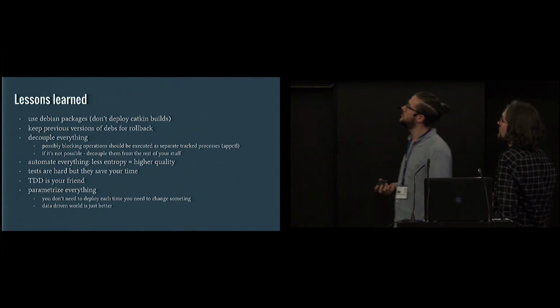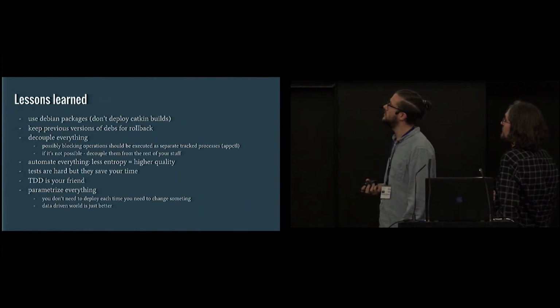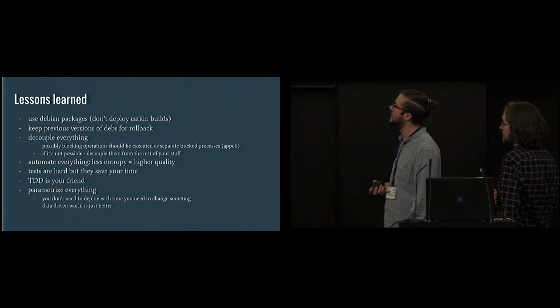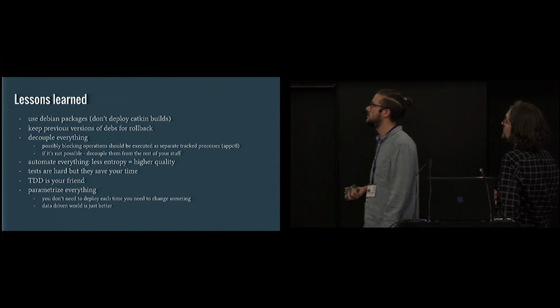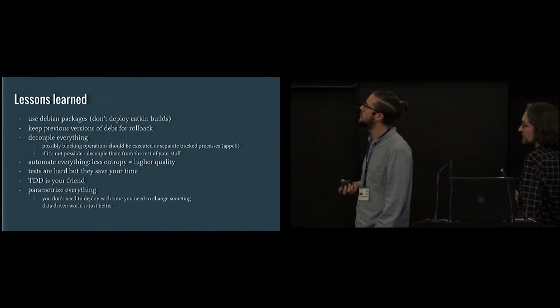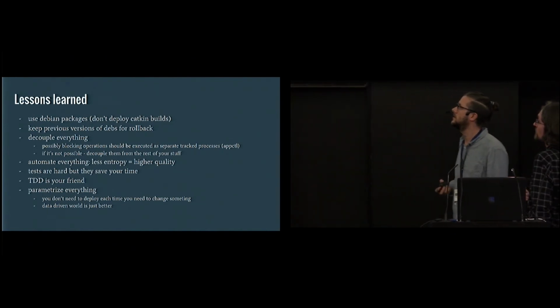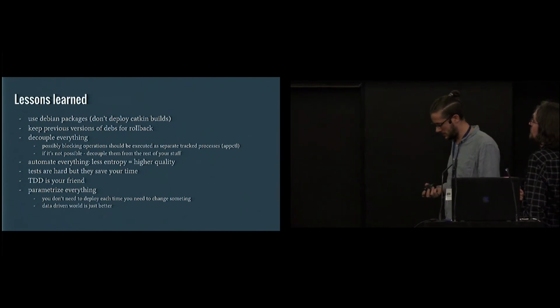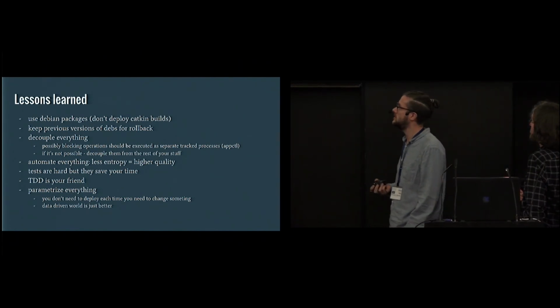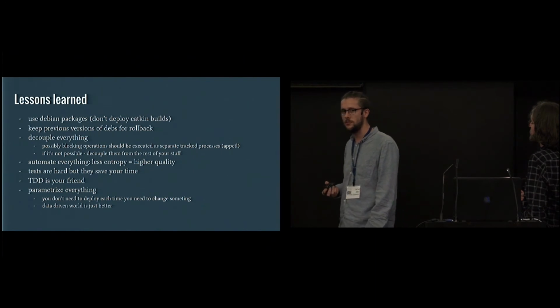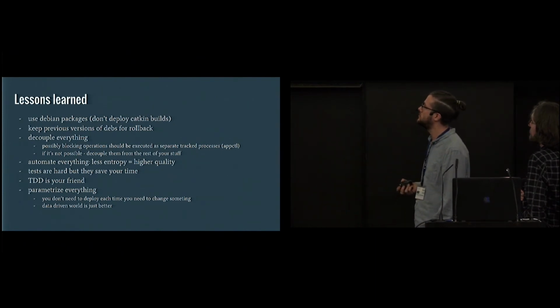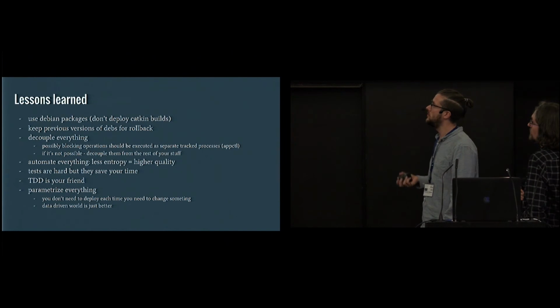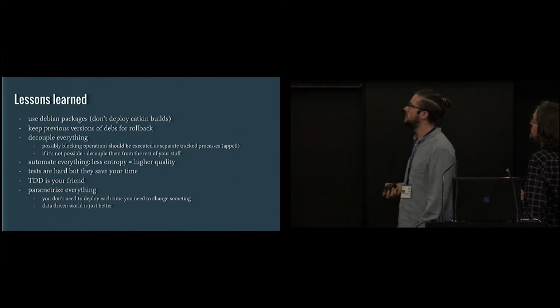Lessons learned. Use Debian packages, of course. This is kind of obvious. Keep previous versions of debs for rollback. This is also a nice pattern from, let's say, an e-commerce point of view, where you quickly need to redeploy something or roll back something if it's broken. Everything should be decoupled. DI empowers decoupling, so we are doing that.